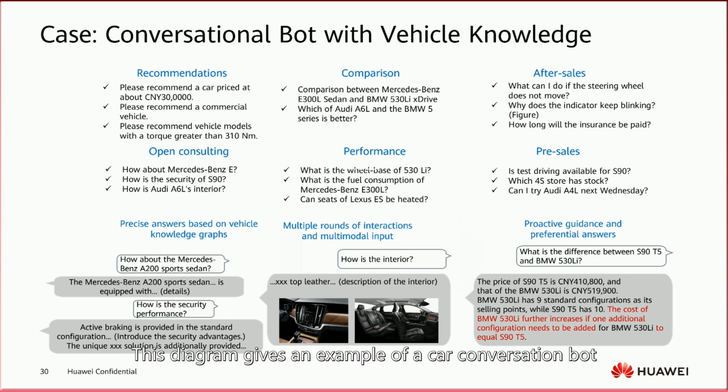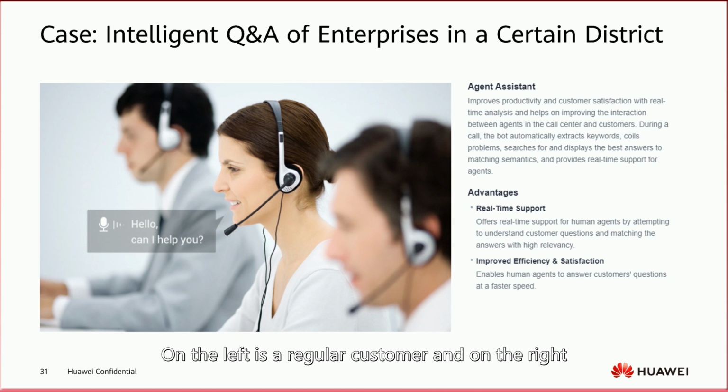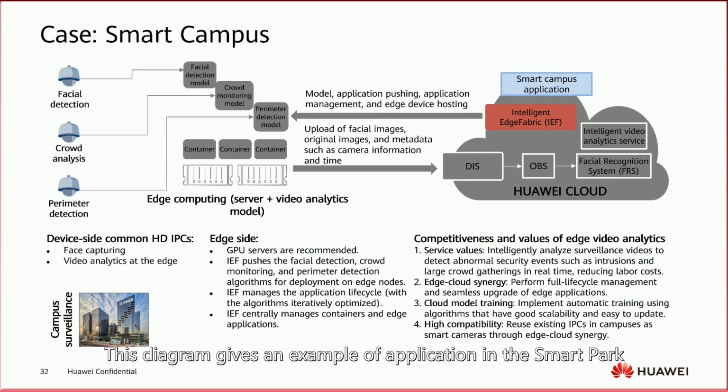This diagram gives an example of a car conversation bot. The user can ask the bot questions related to the car through a conversation. This diagram gives an example of a smart Q&A for a business. On the left is a regular customer, and on the right is an intelligent bot within the enterprise. If the bot is unable to answer a customer's question, it can use the questions to further optimize the bot's service performance. This diagram gives an example of the application in a smart park.